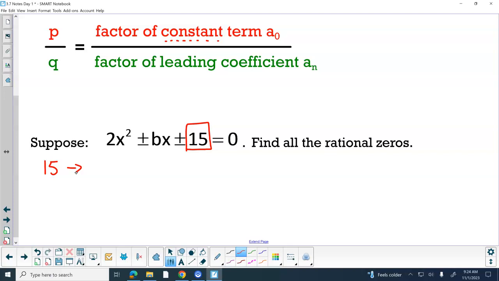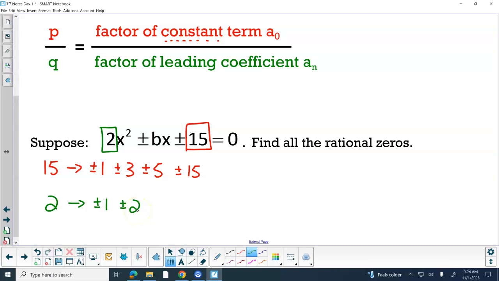Any more? There should be 4 more. All the negatives, right? So plus and minus 1, plus and minus 3, 5, and 15. Then I need to find all the factors of 2. 1 and 2, right? And they're all pluses and minuses.